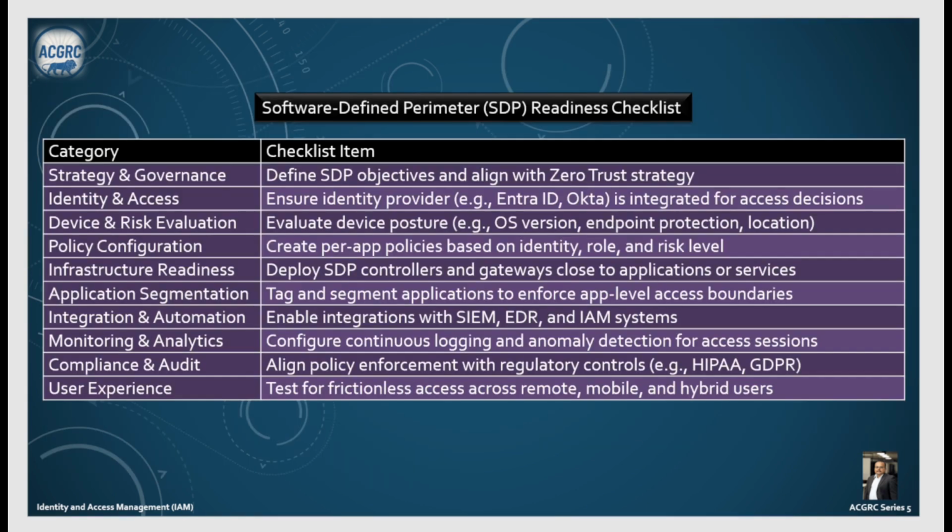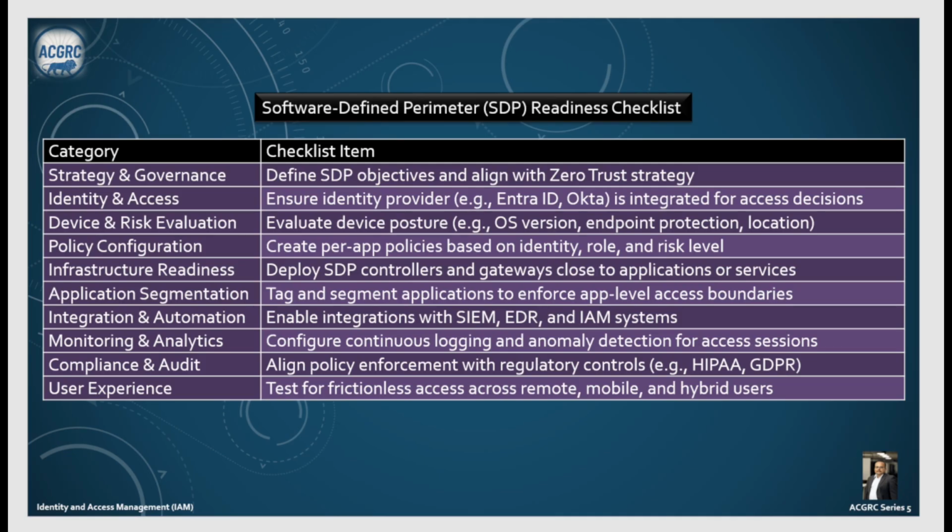Now let's take this from a checklist perspective, how to go about it. The first step would be to define your SDP objective, aligning it with your zero trust strategy. This is the first step. Ensure the identity provider is integrated for access decisions. Then evaluate the device posture. Create per app policy based on the identity, role, and risk level.